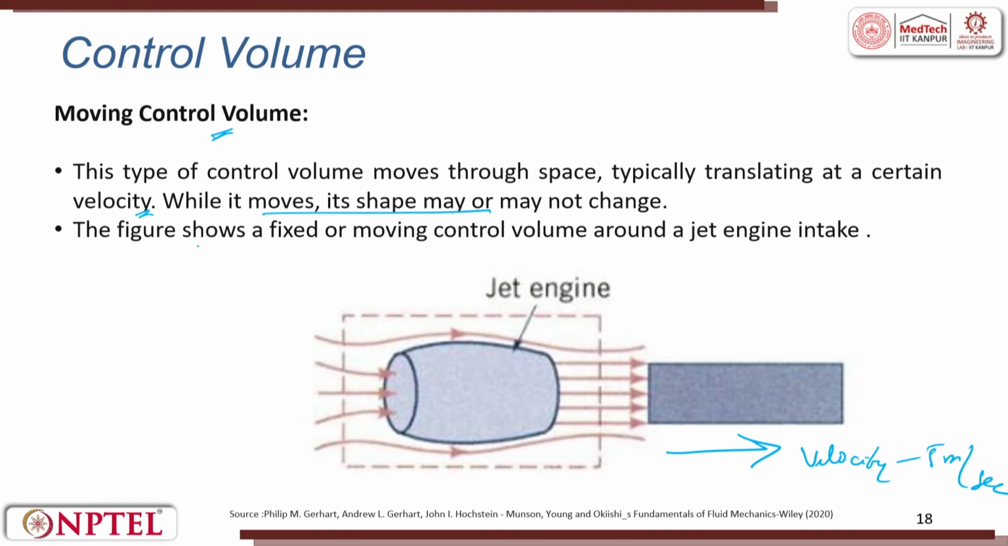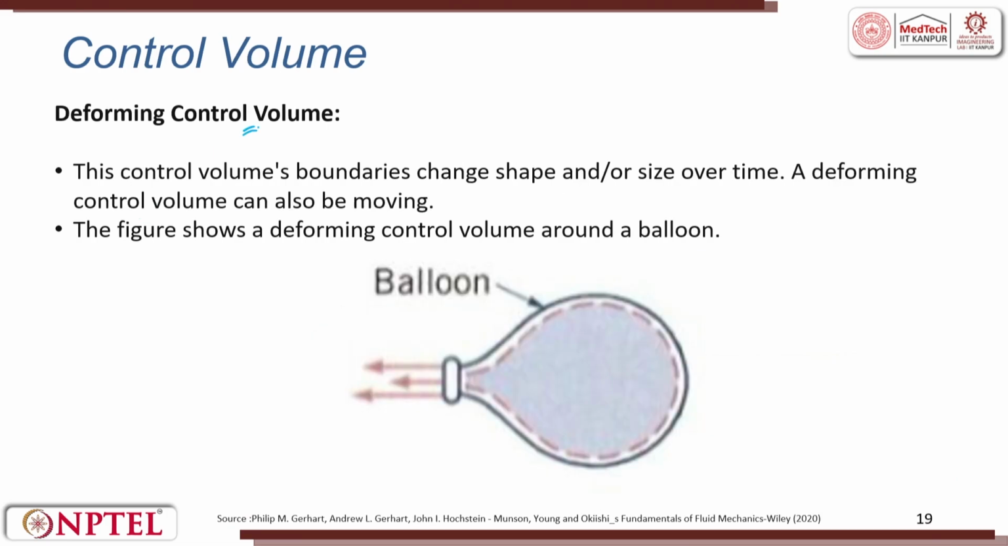The figure shows a fixed or a moving control volume around the jet engine intake. So, this is intake and this is exit. So, this is a moving control volume. The next one is the deforming control volume. This control volume's boundaries change the shape or size over time.